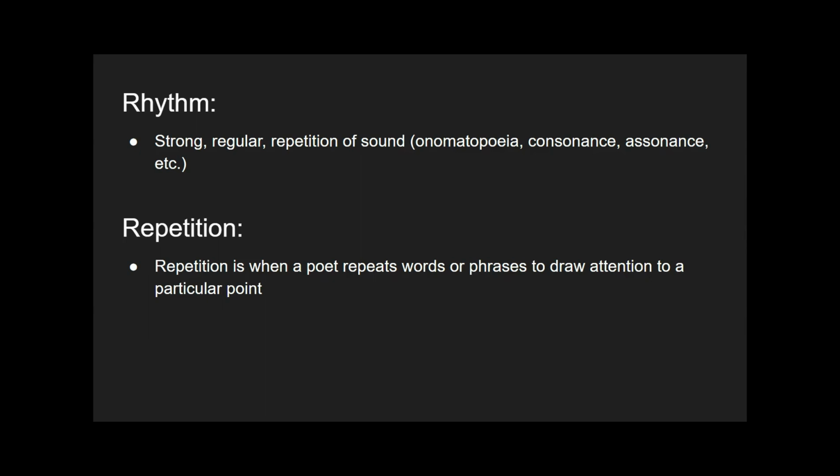Repetition, on the other hand, is the poet repeating words or phrases to draw attention to a particular point. So, for example, if a poem says the phrase, today I did this, this, this. Today I did this, this, this. That repeated emphasis of the word today tells you that there's something really important in that word. So it emphasizes. When you're looking at theme or you're looking at the message of a poem, repetition is something that you really want to look out for.